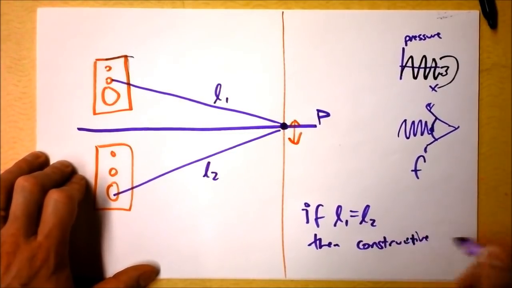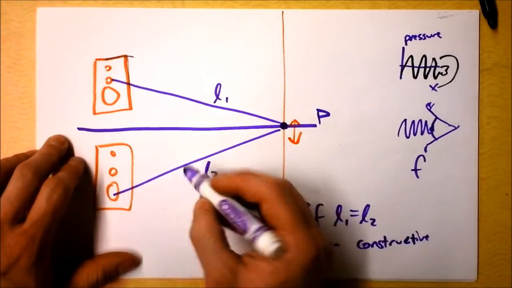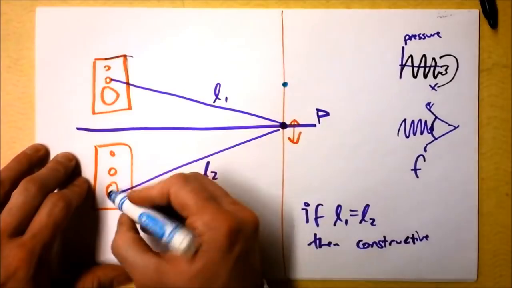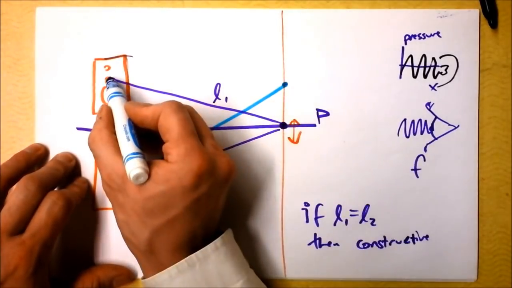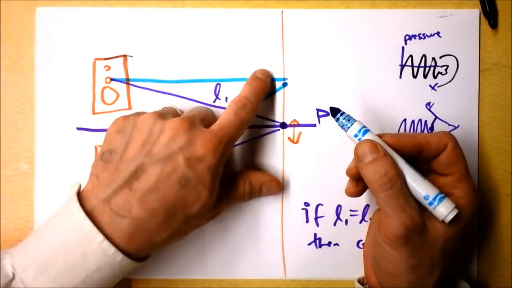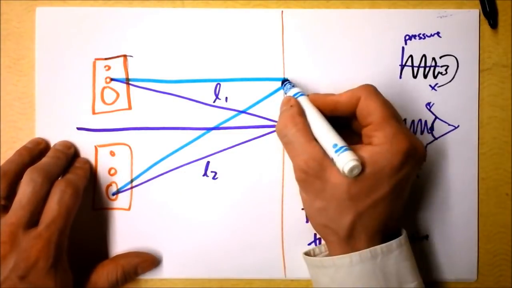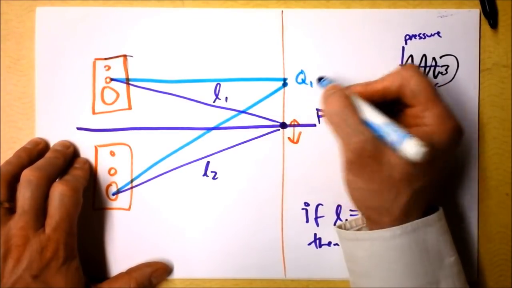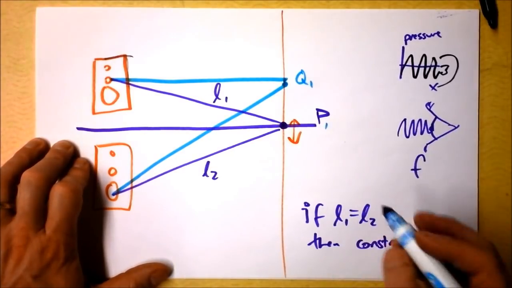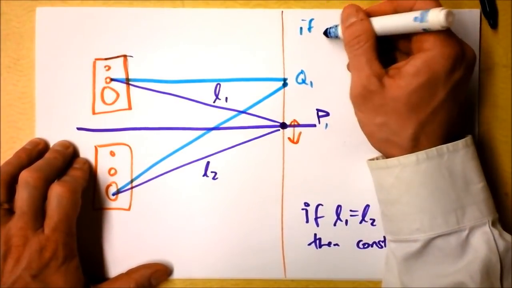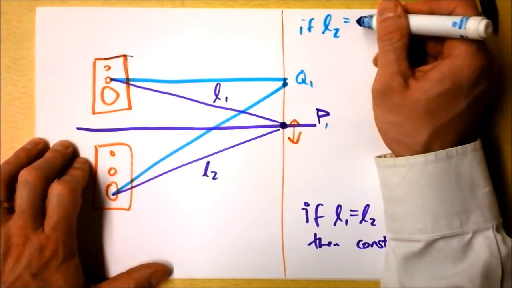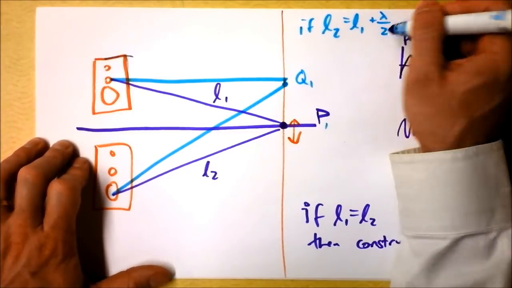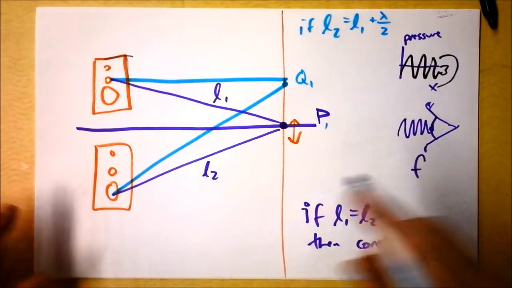Cool? And I also want to say that if, oh, wait a second, let's get another one. Let's move to a location right here. Notice how we've gotten a little closer to one and a lot further from the other one. If this location, we could just call this P1. Okay, sure. If L2 is L1 plus half of a wavelength. That's too complicated. Let's go to that one next.